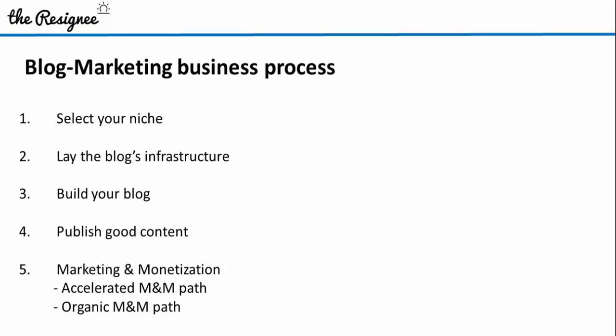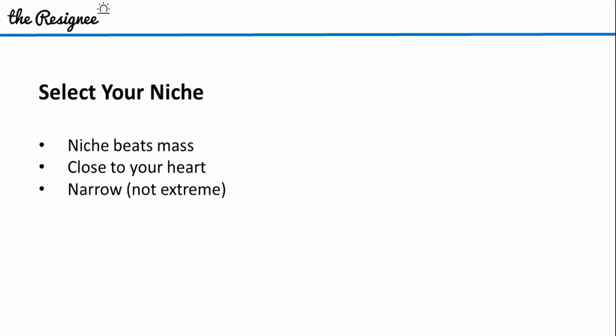Just to quickly run through it, first you need to select a niche, then lay the technical infrastructure of your blog. Afterwards, you need to build actually your blog, then publish quality content on it, then finally market and monetize your blog. Nothing extraordinary until here, right? Then I will show you two different marketing and monetizing paths that you can take: the accelerated path and the organic path.